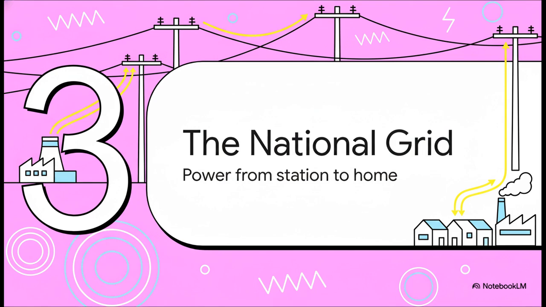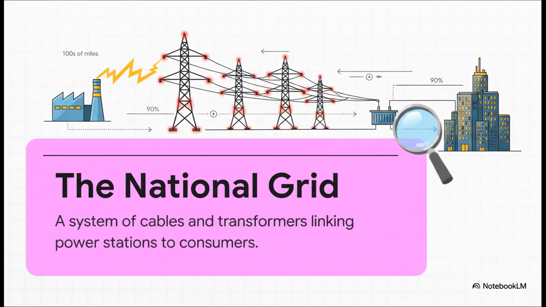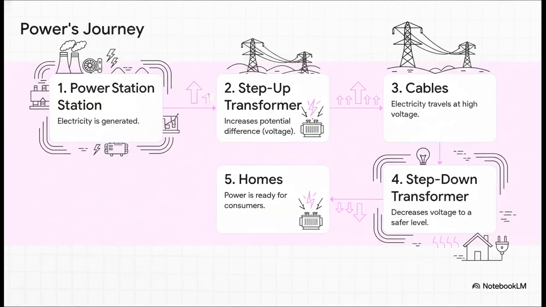Okay, let's zoom way out. We've talked about a single appliance, now let's talk about the gigantic system that powers all of them, the national grid. This thing is a massive piece of engineering, and you really need to understand the physics that makes it all work. At its heart, it has one job and one job only: to move mind-boggling amounts of electrical power from where it's made to where we need it, and to do that as efficiently as possible over hundreds of miles of cables. So this whole journey happens in 5 key steps.